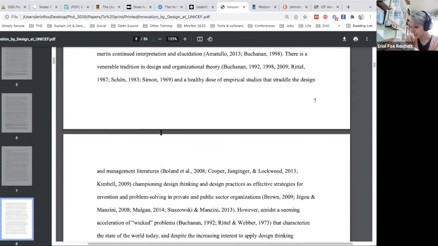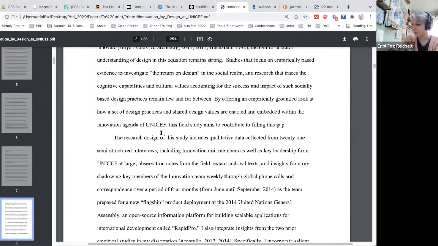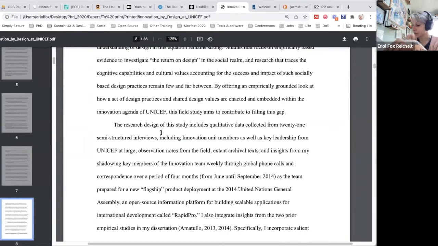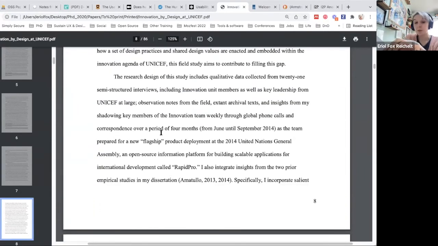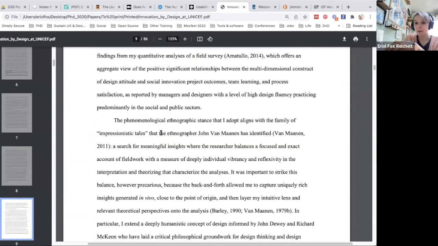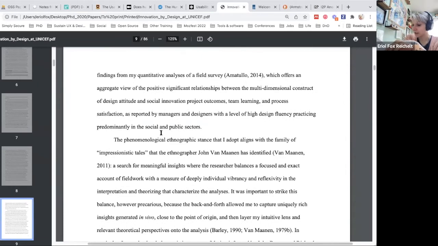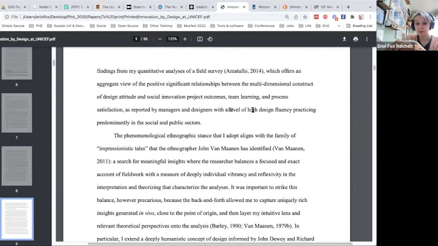There's then several pages of talking about some of the methods and processes that will be used in this case study, some of the things that they've noticed already. So, like, levels of high design fluency practiced by managers and designers within there.